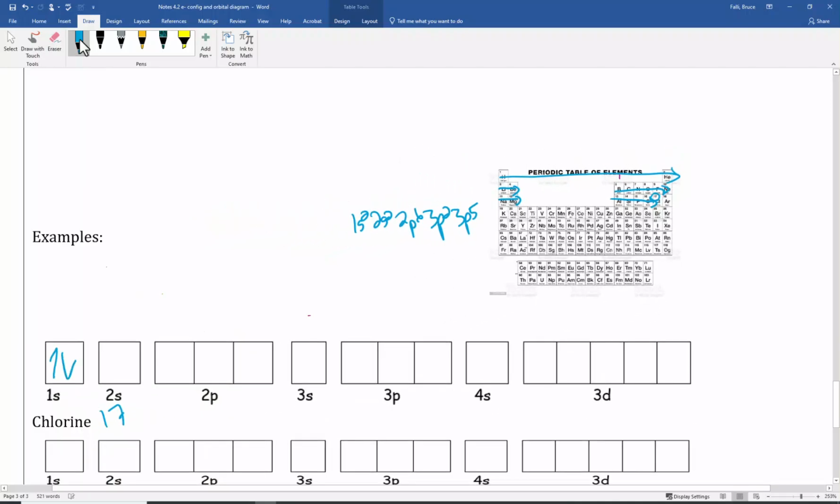1s, up, down, I have 2. 2s has 2, up, down. 2p has 6, 1, 2, 3, 4, 5, 6. And that took care of those 6. 3s2, up, down. 3p5. Remember, p's got to spread them out. 1, 2, 3, 4, 5. And there we have it.